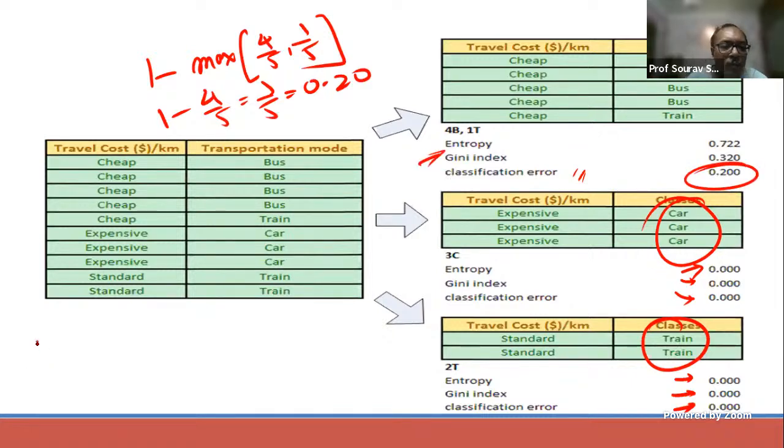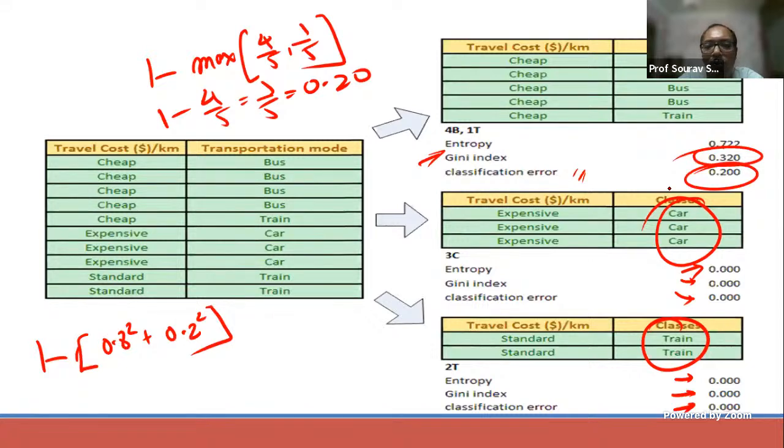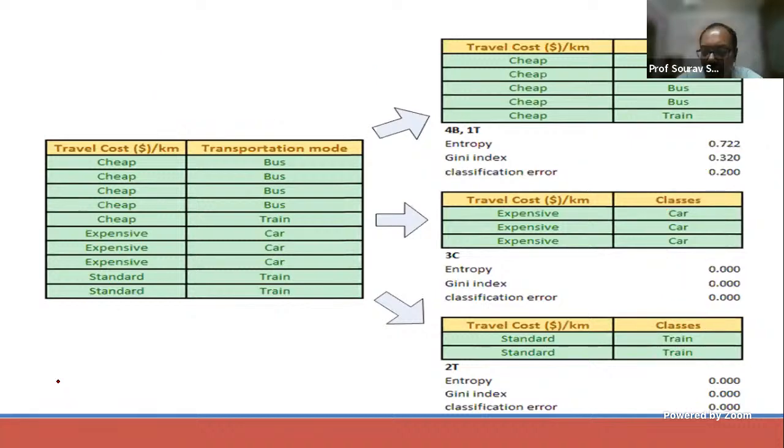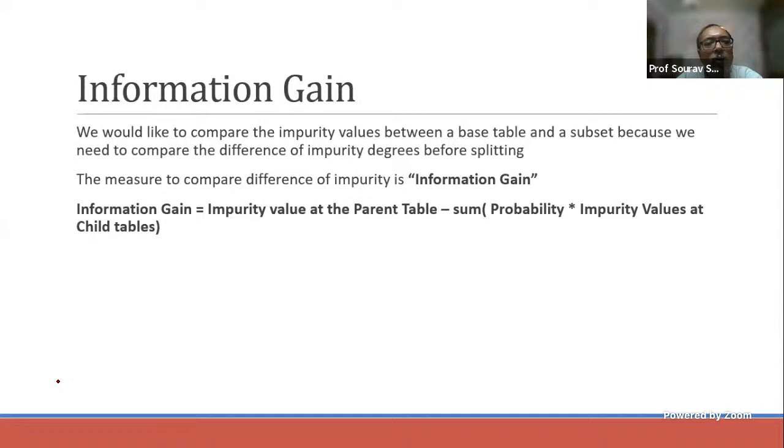For the case of this Gini index, it will be 1 minus 0.8 squared plus 0.2 squared, whatever value comes up, it comes as 0.320. And the entropy value will come out as 4 by 5 log to the base 2 4 by 5 plus 1 by 5 log to the base 2 1 by 5. I take a negative in front of it. That will give you the entropy value, right? Okay. The next thing we need to find out is the reduction in impurity or the information gain. So impurity at the parent table minus the impurity values at the child table. That's the next thing that we are going to find out, right?